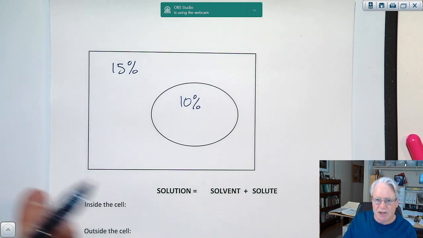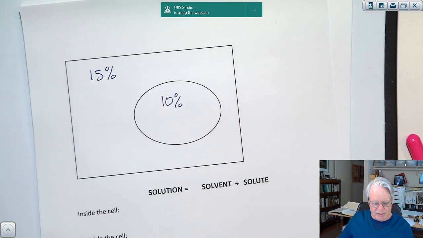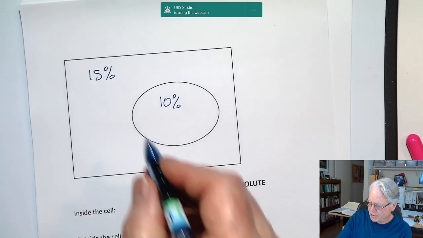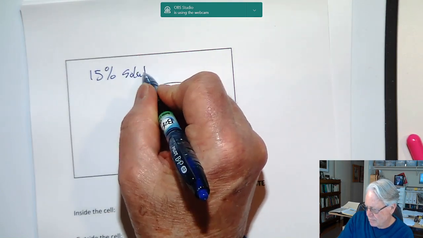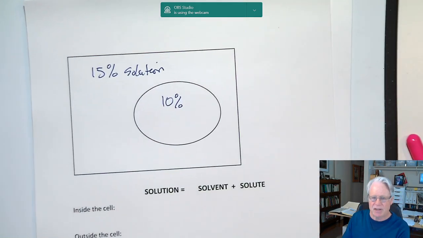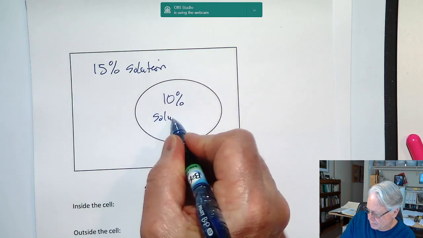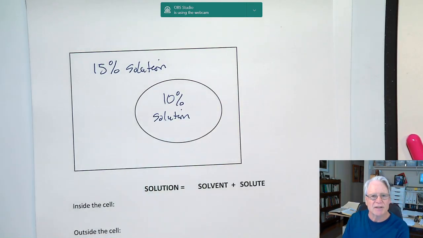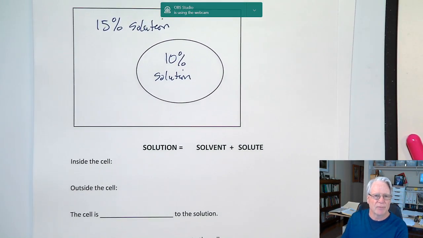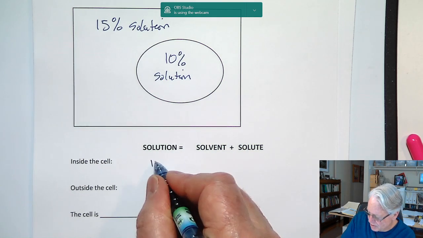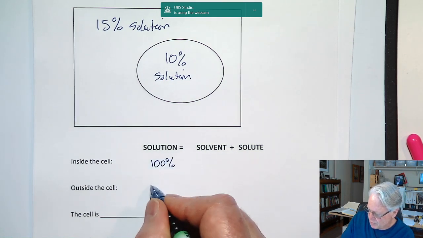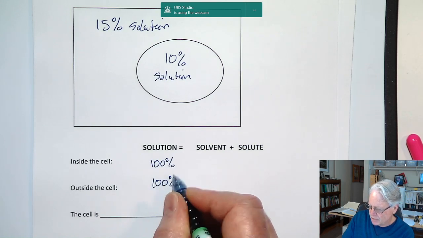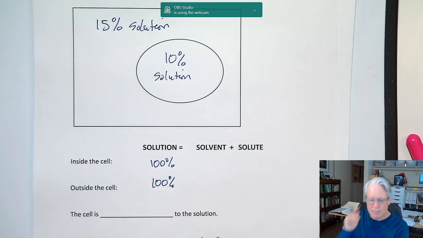Let's come back and talk about this next example. So we have a 15% solution on the outside of the cell and a 10% solution on the inside of the cell. Now we want to figure out if water is moving, and if it is, where is it going? So we come back to our equation. We say 100% there. We already know that. 100% there. So this is inside the cell, outside the cell.